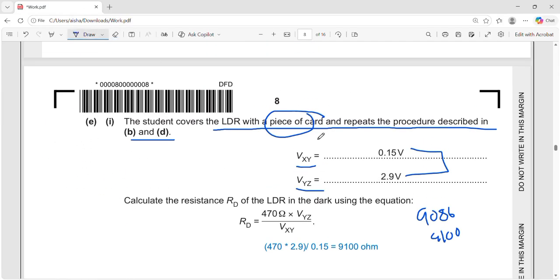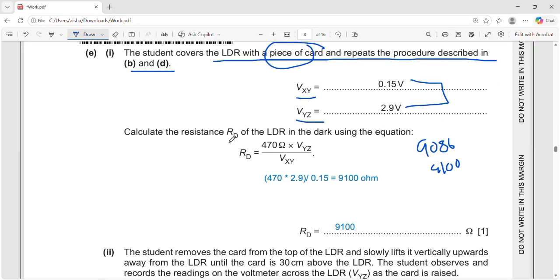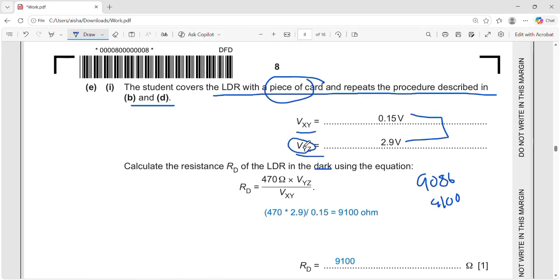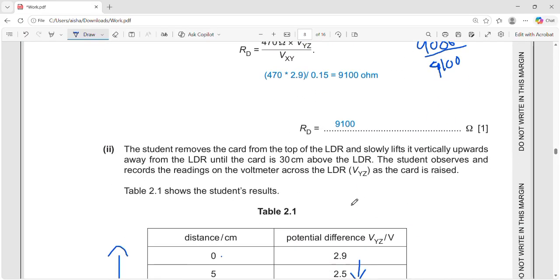So they repeat the experiment, and now they want to calculate the resistance of the LDR in the dark using this equation. Okay, 470 times VYZ over VXY. Now VYZ is this and VXY is this, so it's really important you don't confuse them because you'll get the wrong answer. Then when you do 470 times 2.9 over 0.15, you will get 9086, and then if you do this to 2SF, you will get 9100.